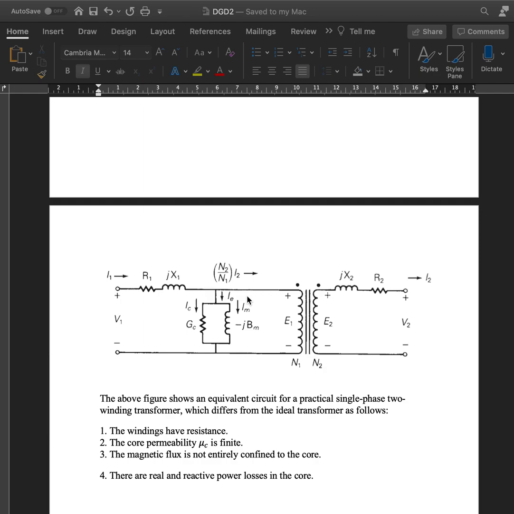The leakage flux is the component that only happens in winding 1 but does not link winding 2. It causes the voltage drop, which is I1 times jX1, which is proportional to I1, and that causes the voltage to lead the current by 90 degrees. Similarly, there is a resistance R2 and a leakage reactance X2 in series with winding 2. There you go.